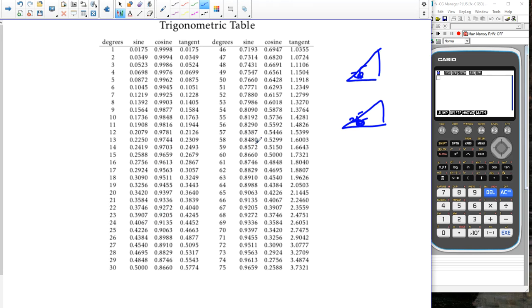So I'm going to try something here. Now my program sometimes acts up, but I'm going to put in, and I already did a video for you to look at on how to use the calculator. So let's do sine of 13 right here. So I'm going to do sine of 13 and hit enter, and I get 0.224, which is pretty close to what this is right here.